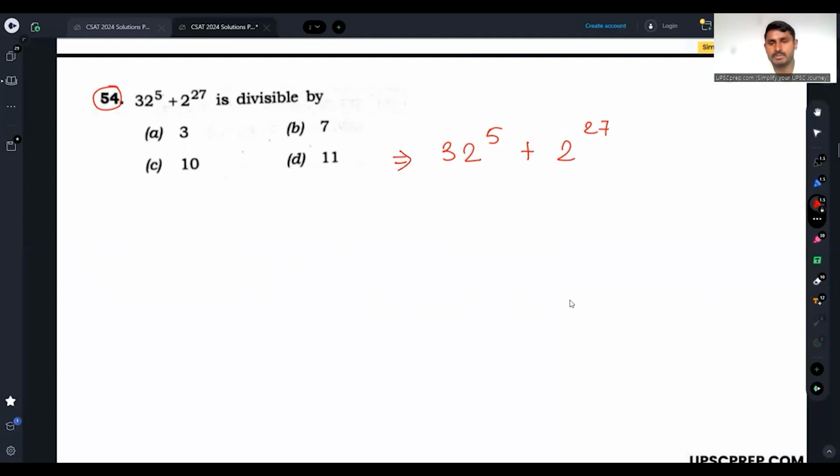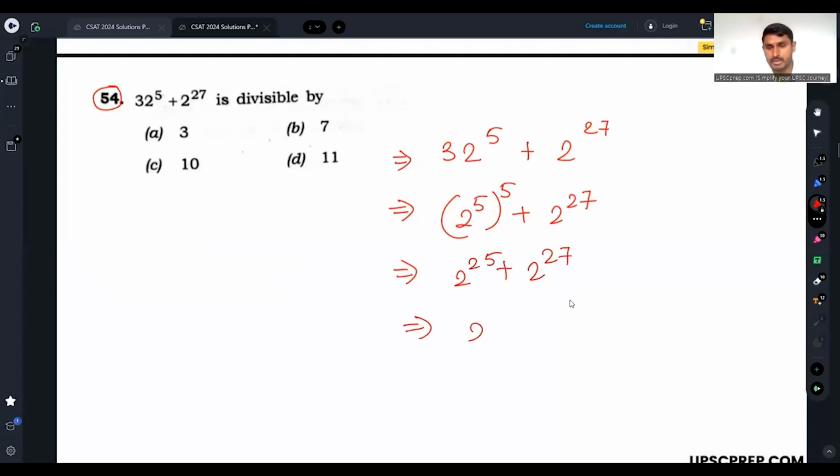Okay, by looking at this question, you should get to know 32 is also a power of 2, right? So let's convert it into the power of 2. So 2 raised to 5, that is 32, right? Plus 2 raised to 27, right? Now let's use the laws of indices. This 5 into 5 will become 25. So 2 raised to 25 plus 2 raised to 27.